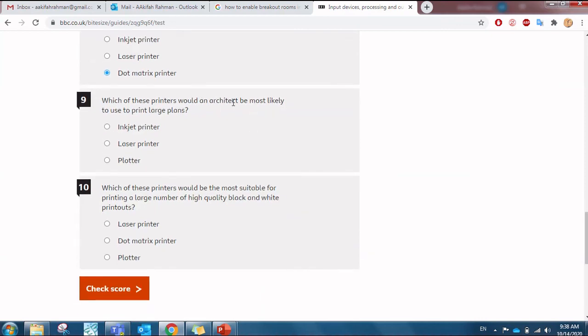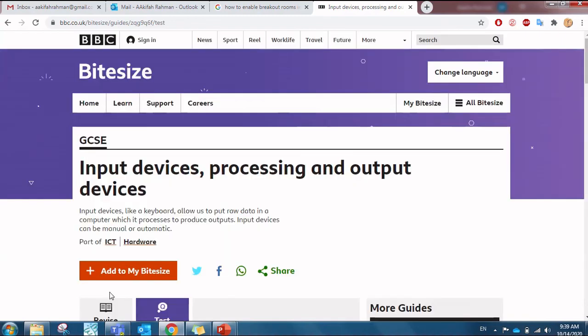Which will be used by an architect to print large plans? So, probably a laser printer. Let us try this option. And which will be suitable, sorry, it will be a plotter. Which will be suitable, this is not in your syllabus anymore. Which of these printers will be most suitable for high quality black and white printing? That would be a laser printer. That is why we use it in the ICT labs.